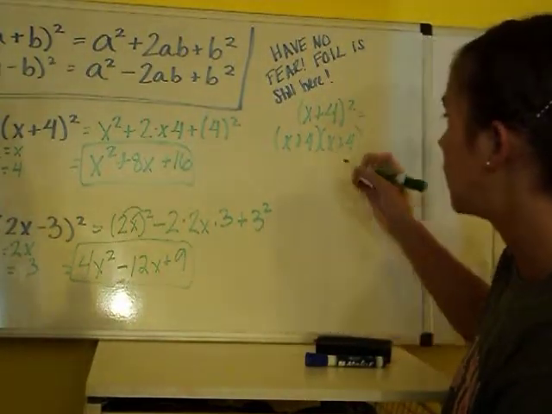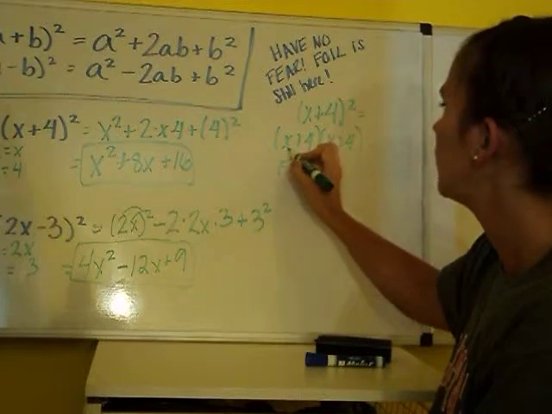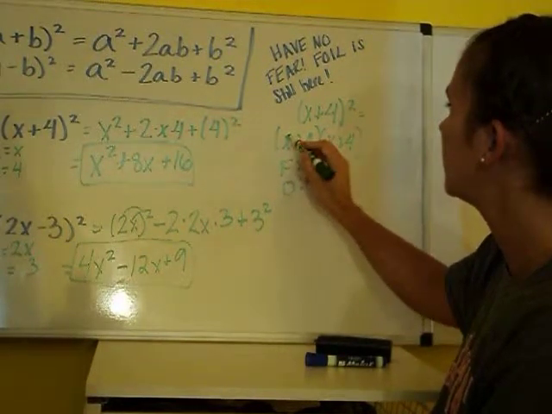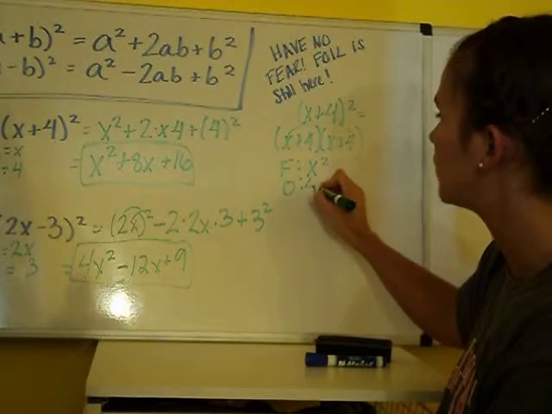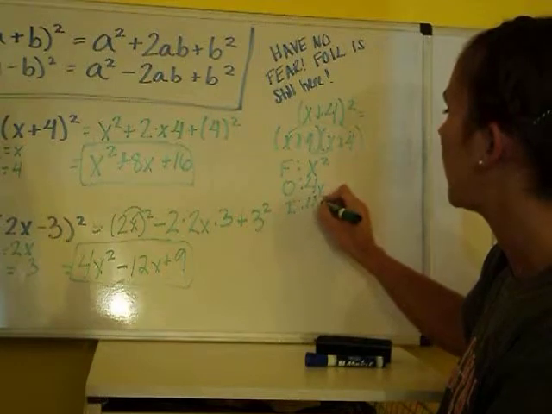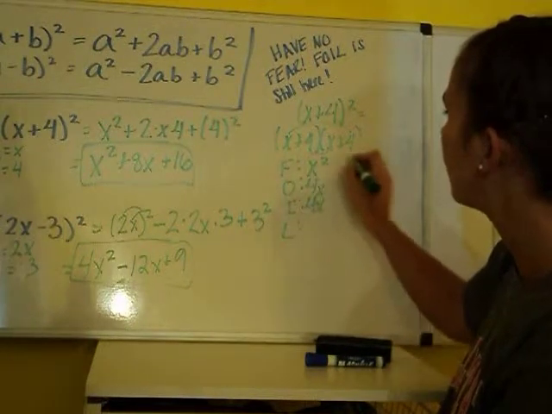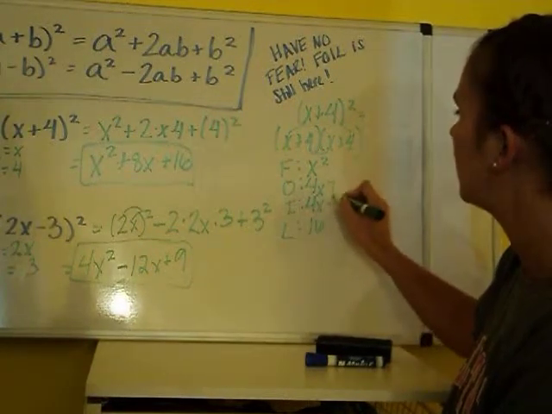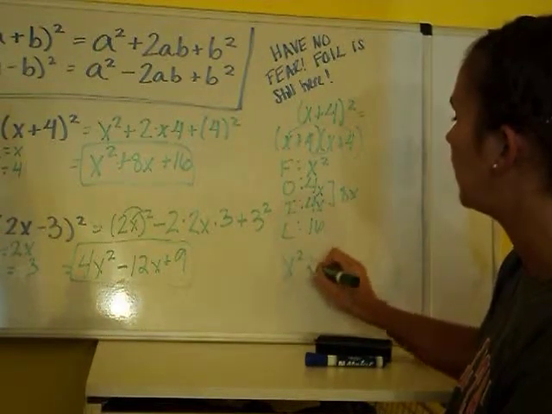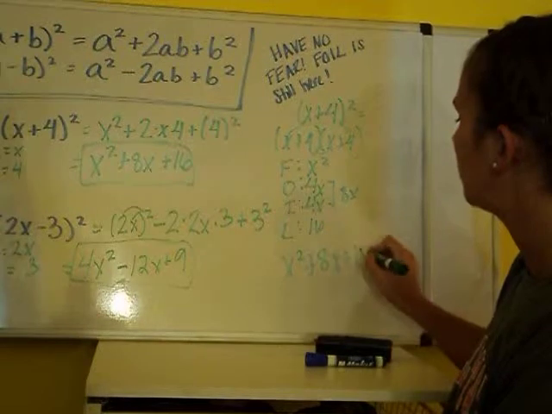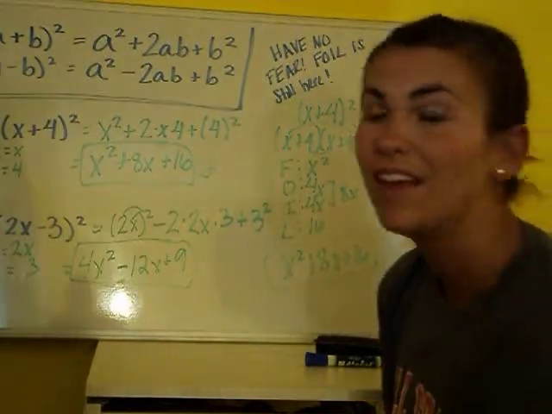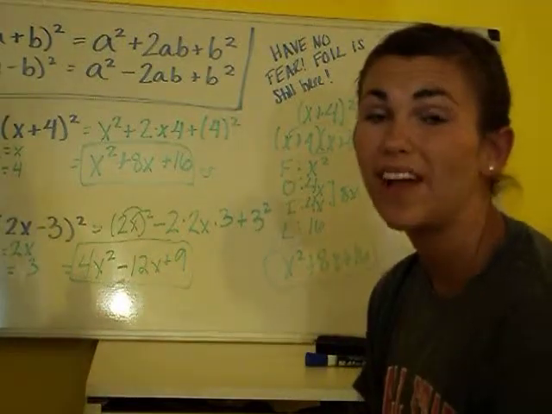Okay? So if we did first, we would have x times x, which is x squared. Outer, x times 4, which is 4x. Inner, we get 4x. And then last, 4 times 4, which is 16. We can combine the middle two to be 8x, and we get x squared plus 8x plus 16. Okay, so we get the same thing, it's just that one we used the formula, the other we didn't.